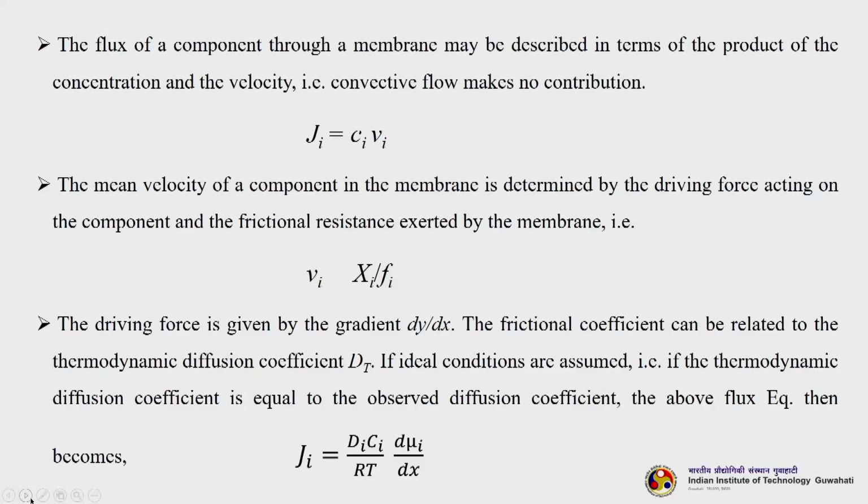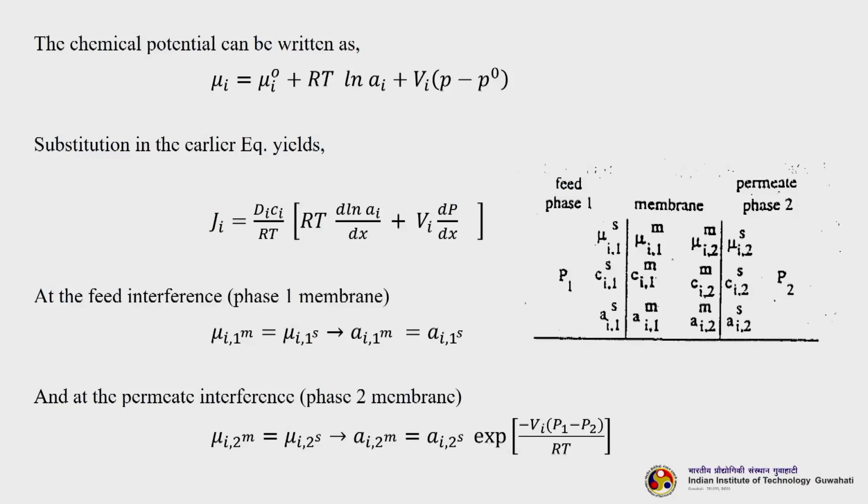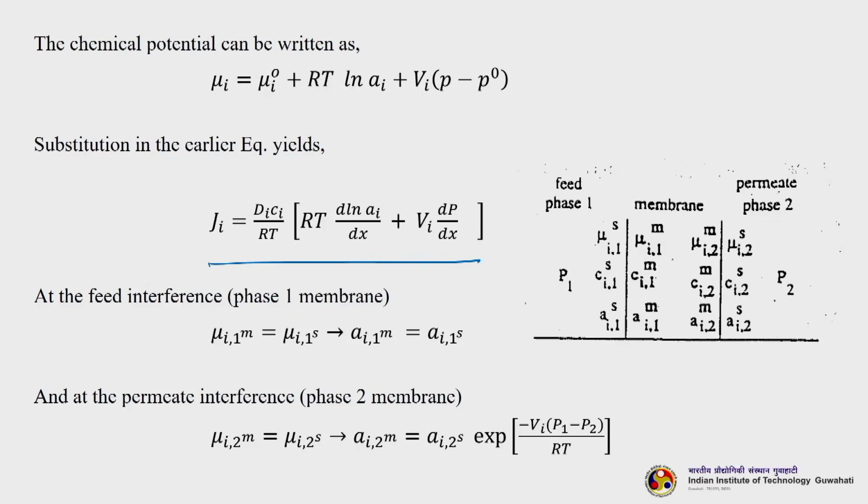The frictional coefficient can be related to the thermodynamic diffusion coefficient if ideal conditions are assumed, and if the thermodynamic diffusion coefficient is equal to the observed diffusion coefficient, the above equation then becomes J I equals D I C I by R T times d mu I by d x. We have seen this equation in our last class, where we expressed the chemical potential in this particular form, and if you substitute this in the earlier equation, we get J I in something like this.